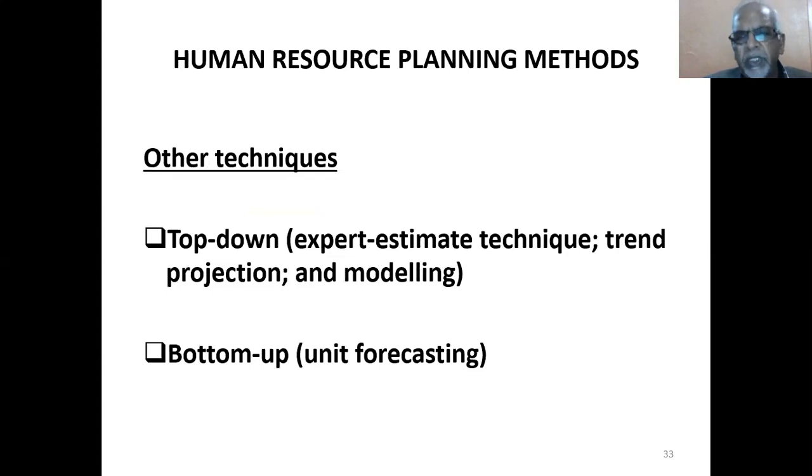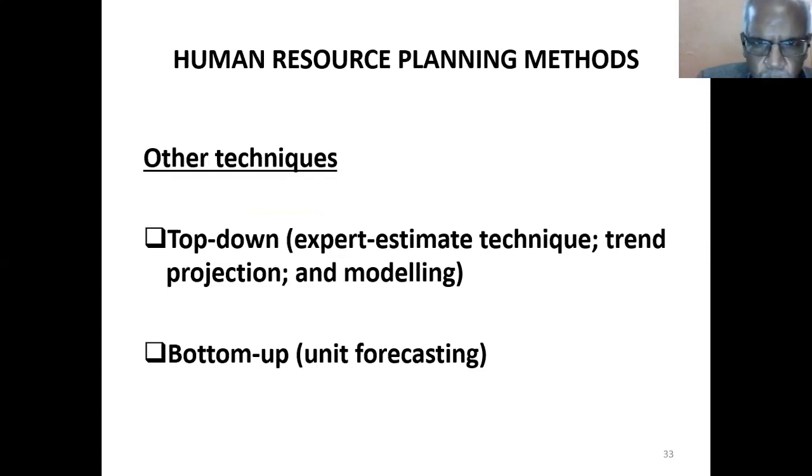Or the other technique could be the bottom up, that is, the different units or the different departments put forward their estimates of human resource requirements, and all this information is considered at the top level, and is used to make estimates of the requirement and the availability of the human resources of the organization.